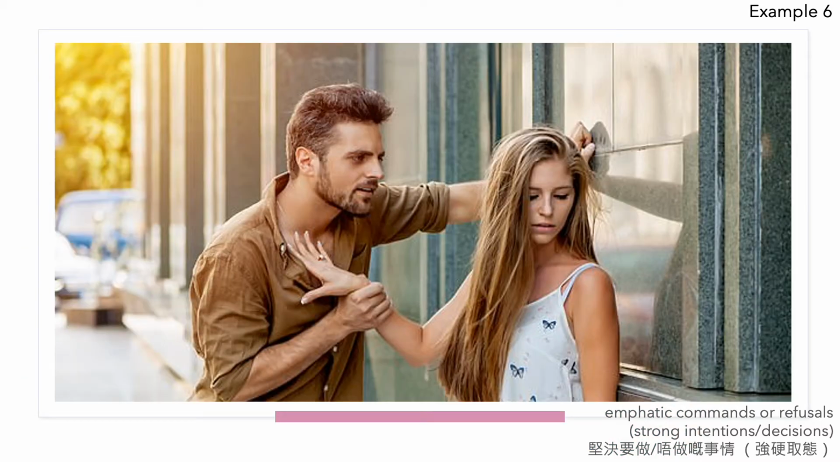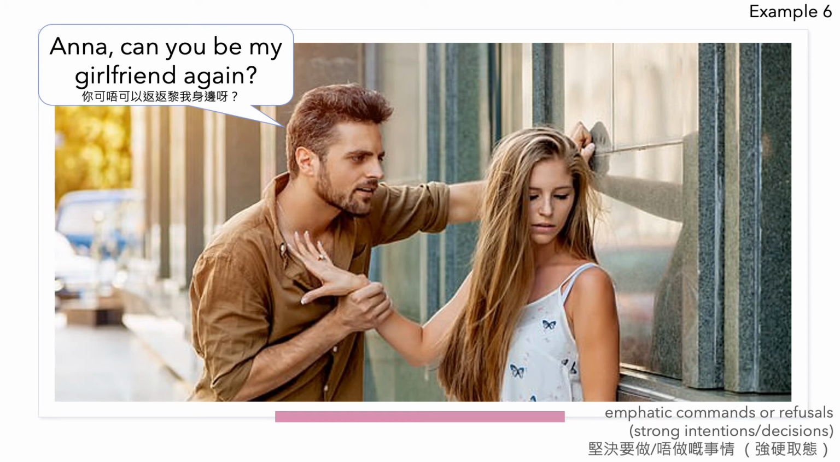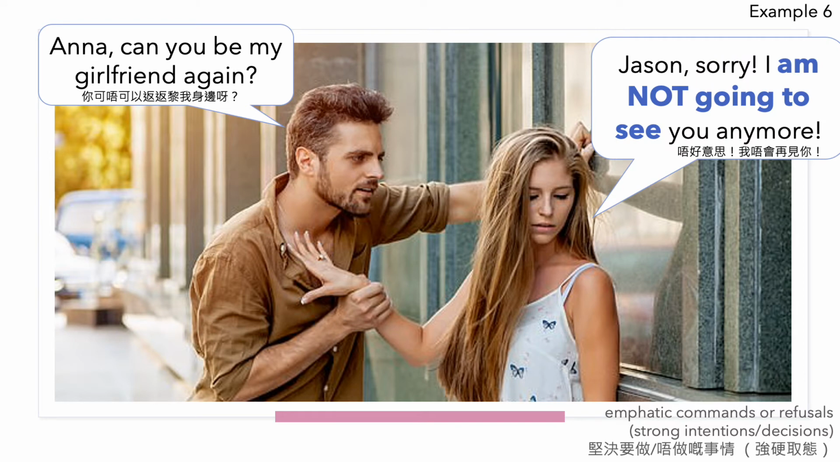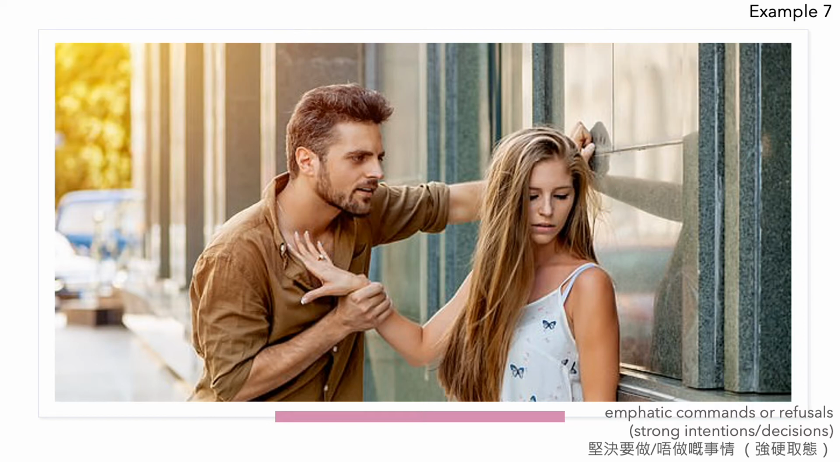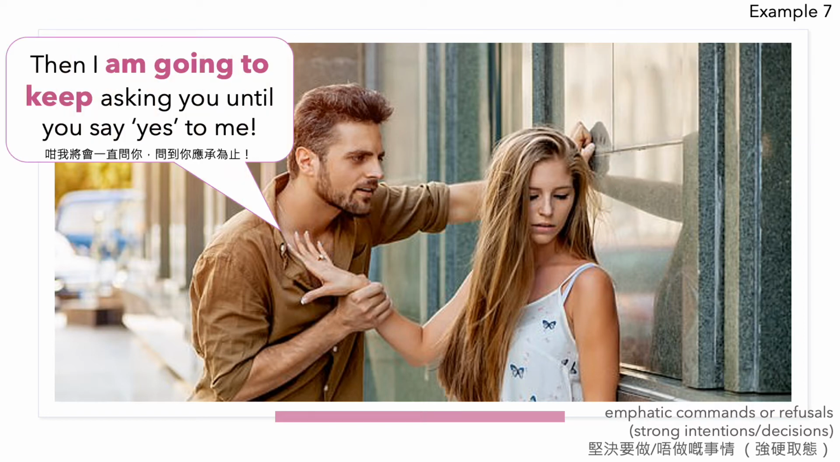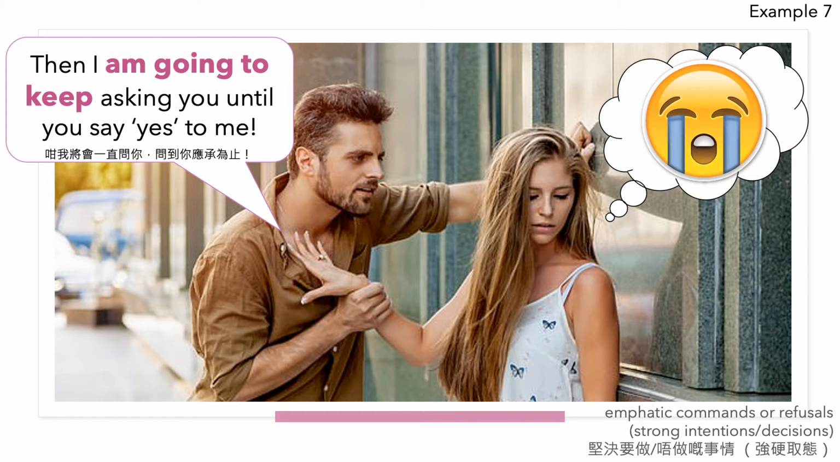Another example. This man is talking to a lady. He says, "Anna, can you be my girlfriend again?" And the lady replies, "Jason, sorry, I'm not going to see you anymore." So this is an emphatic refusal. This lady has a strong intention of not seeing this man anymore. But this man has a stronger intention than hers. He says, "Then I'm going to keep asking you until you say yes to me." This lady is like, "Oh my God, are you crazy? I'm not seeing you anymore."